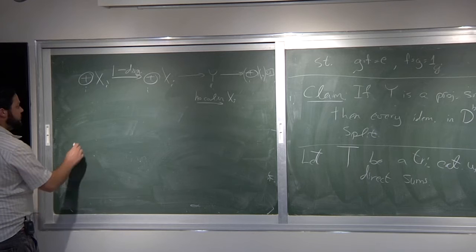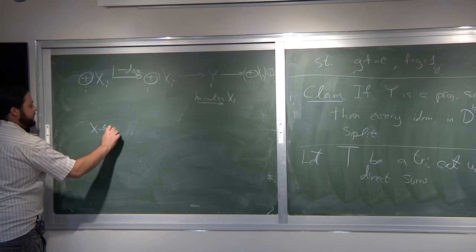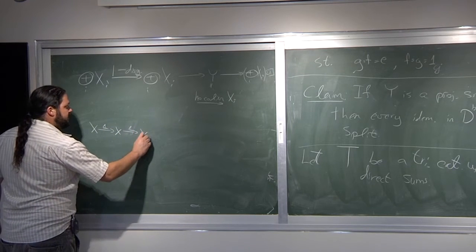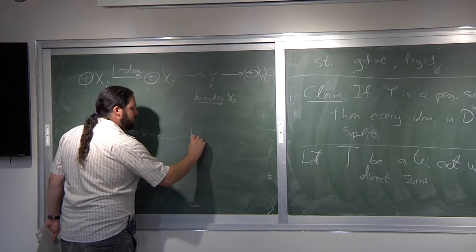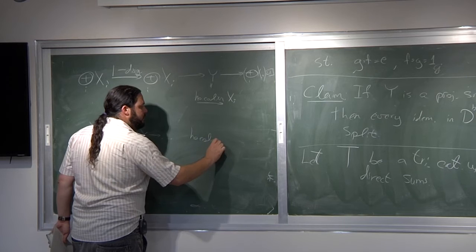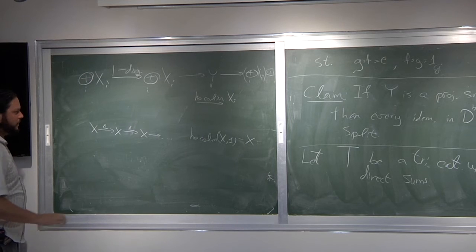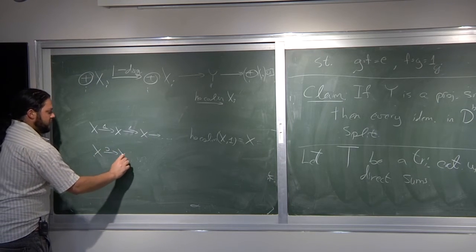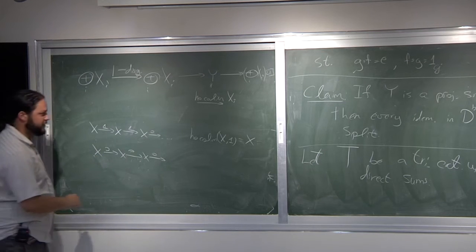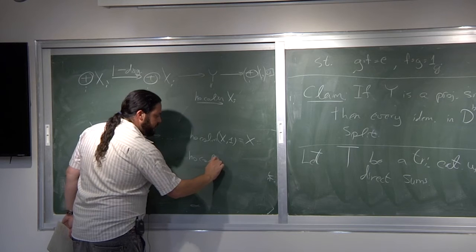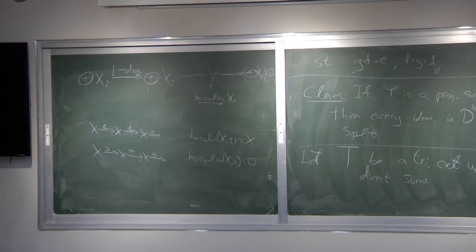As a simple example, if we take the directed system X goes to itself by the identity, goes to itself by the identity, and so on, then of course the homotopy colimit of this system is again X. And if we take the even simpler directed system with zero, then the homotopy colimit is the zero object. So that was very simple.